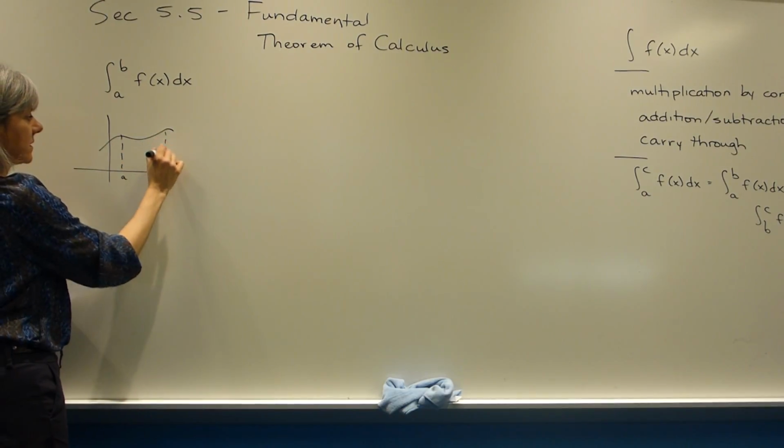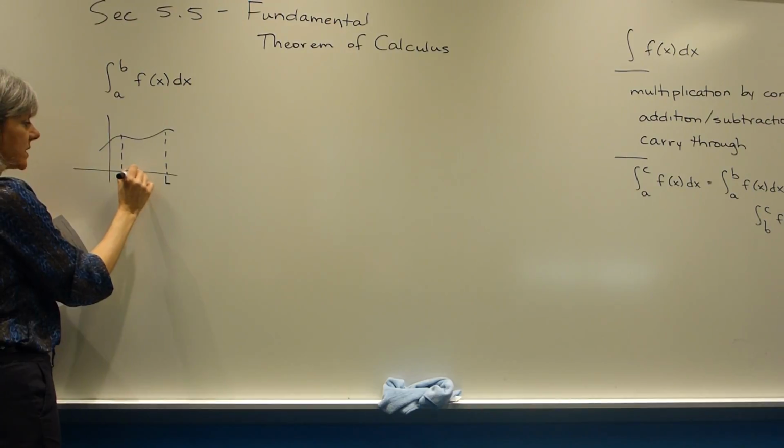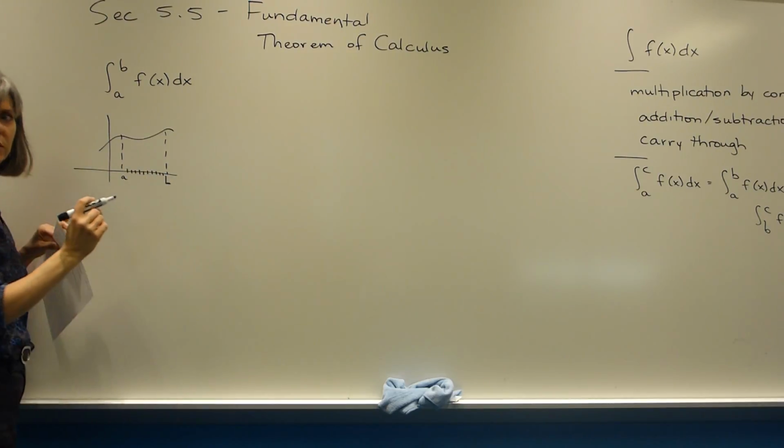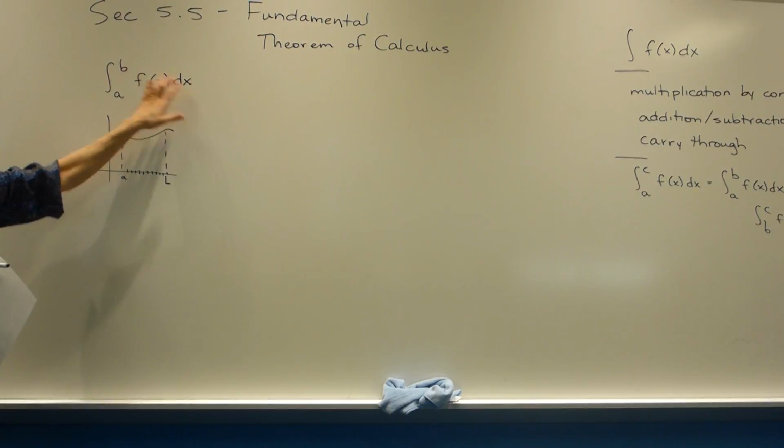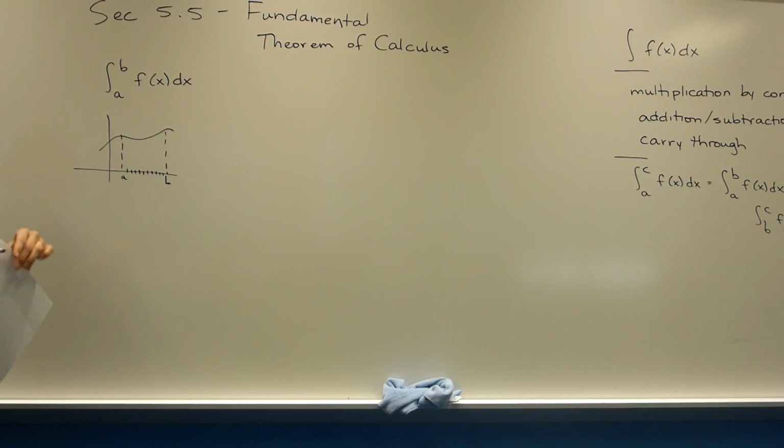Here's A, here's B, and we divided this up into lots of tiny rectangles, right? And the rectangle went up to the height of the curve. So this is the height times the width. We're adding up all these tiny rectangles, and we're letting them get really, really skinny. Everyone remember that's the impetus for this.